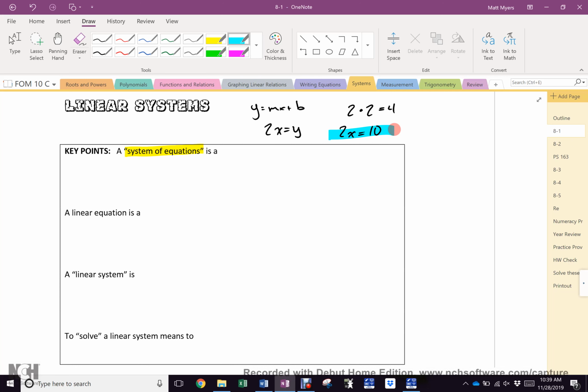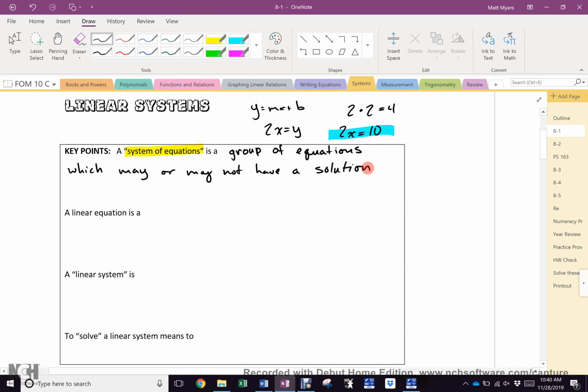Okay, so let's talk. A system of equations is what? It's a group of equations. Now, what is our job whenever we have an equation? What are we trying to do with it? Solve it, right? How many answers are there to this blue thing? 1. What is that answer? 5. We can solve it, right? Okay. So, a system of equations, a group of equations which may or may not have a solution.